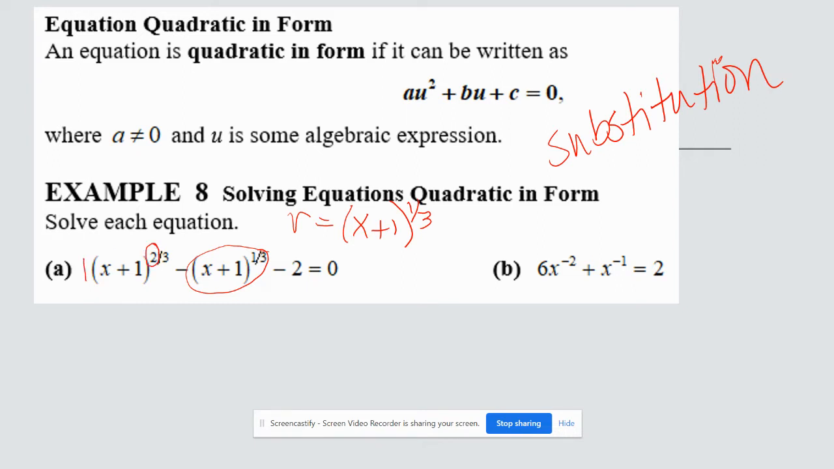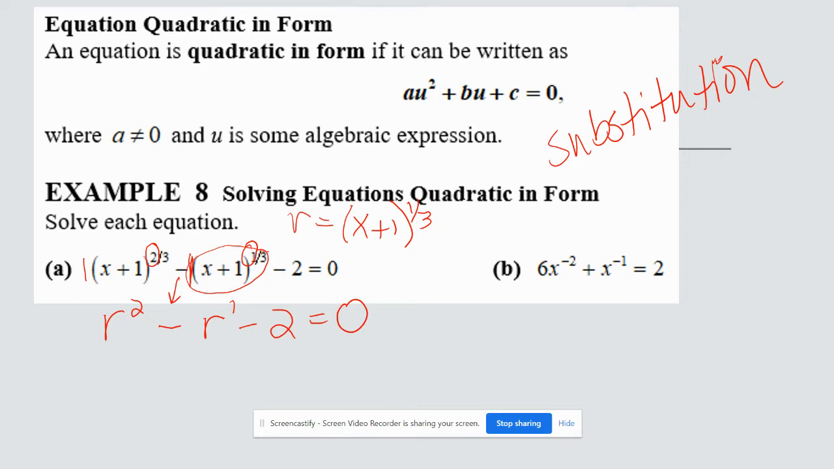There's a 1 in front of this. There's a 1x to the first here. So r squared minus, we bring that down, r, you can write r to the first, minus 2 is equal to 0.